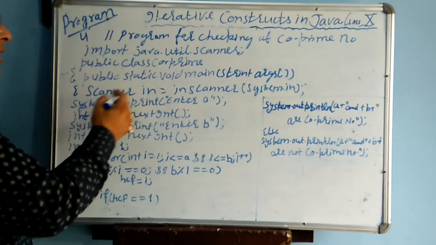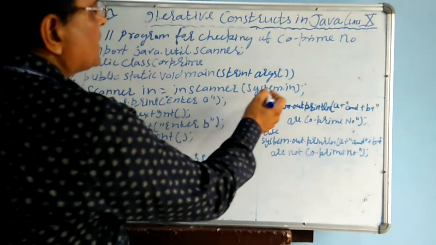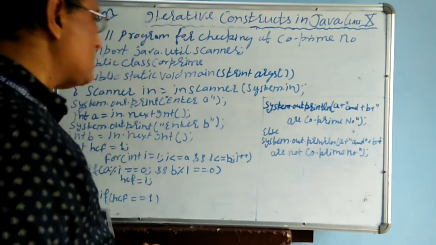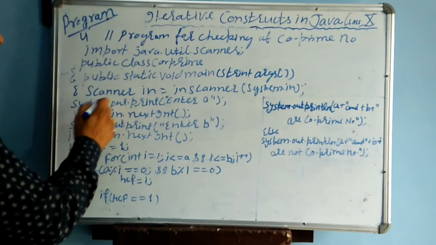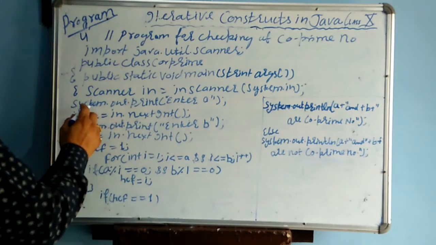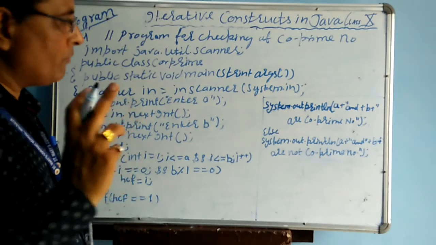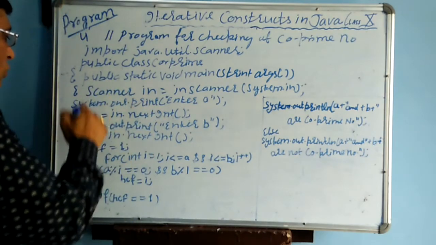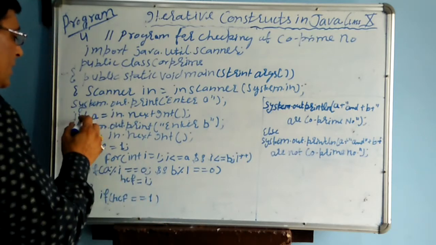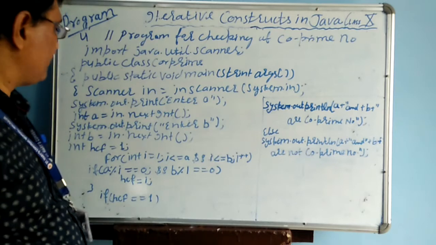Now we have to use the Scanner: Scanner in = new Scanner(System.in). System.in will accept the value from the keyboard. Now System.out.print "enter the value". This statement is for entering one value. Then we store the value of a, integer type: int a = in.nextInt().